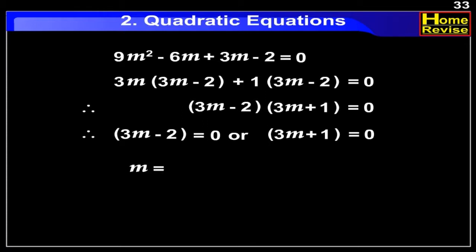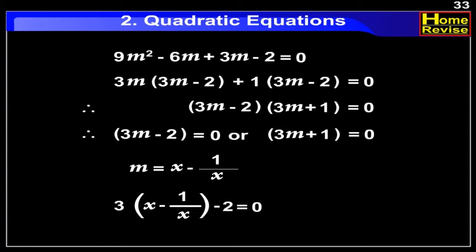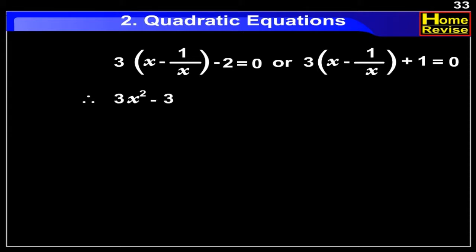But we know that m is equal to x − 1/x. Putting this value, we get 3(x − 1/x) minus 2 is equal to 0, or 3(x − 1/x) plus 1 is equal to 0. Therefore, 3x² minus 3 minus 2x is equal to 0, or 3x² minus 3 plus x is equal to 0.